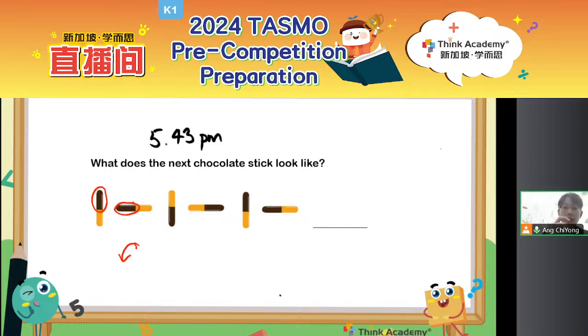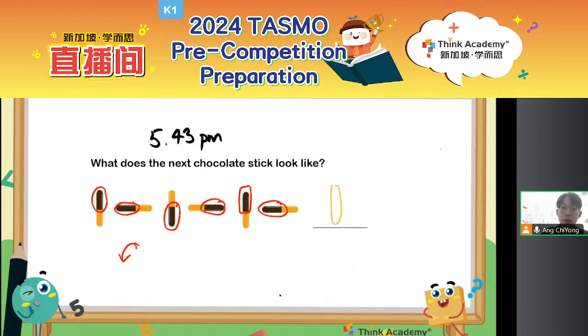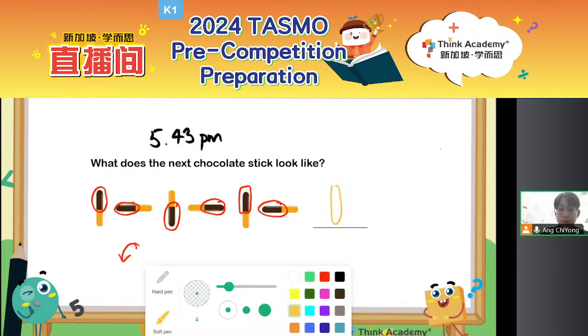Okay, and then we look at the rest of the sticks here. It follows the pattern, right? It goes down, goes to the right, goes to the top, and it goes to the left again. What does the next chocolate stick look like? Okay, Crystal actually got it right. It is yellow on top and black at the bottom. All right, and how does the stick look at the end? Which part is the black part? The black part is actually at the bottom.